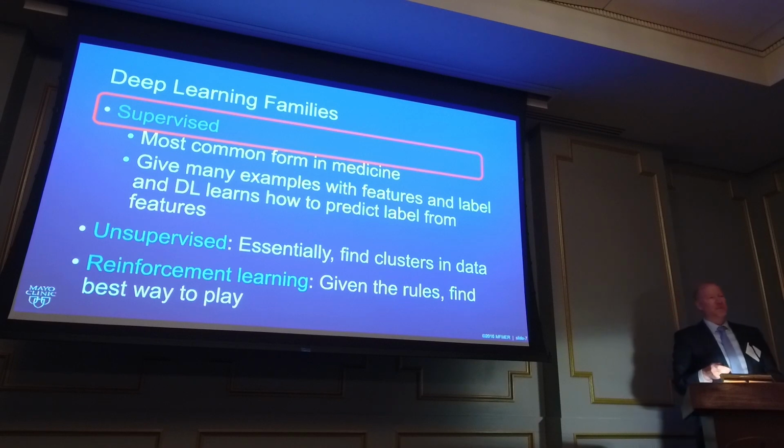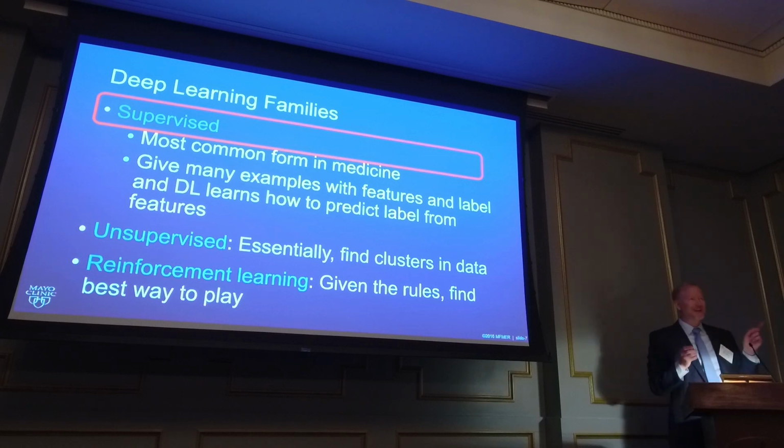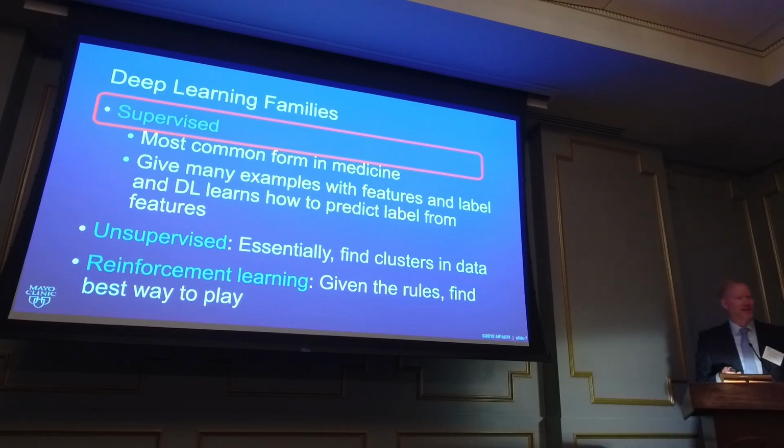So there was a company called DeepMind that trained an algorithm using reinforcement learning to play the game of Go, and it beat the world champion, a guy named Lee Sedol, in 5 out of 6 matches. And that was when people said, you know, there is something to this deep learning thing.